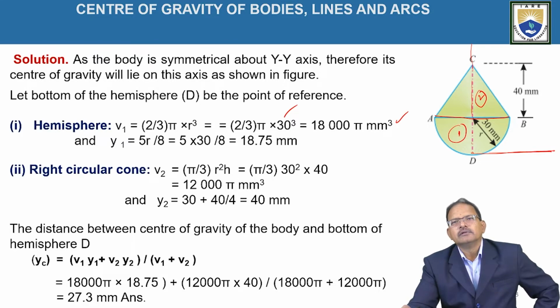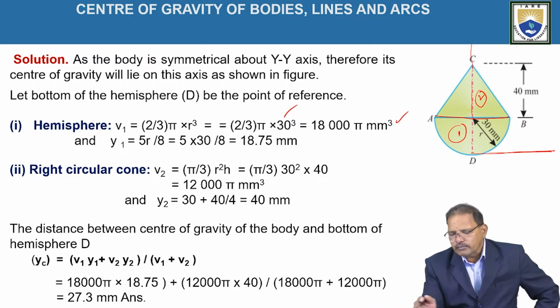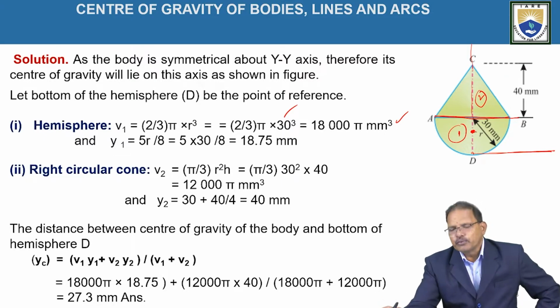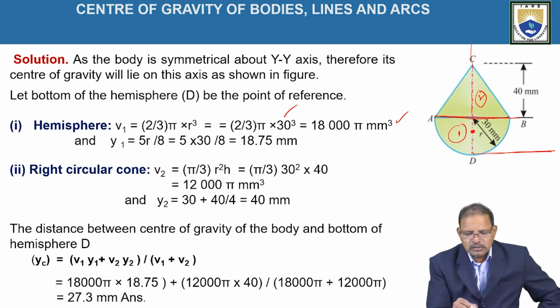The position of the centroid for the hemisphere is 3r by 8 from its base. But when we measure from the bottom position, the value is 5r by 8, which is equal to 5 into 30 by 8, that is equal to 18.7 mm.